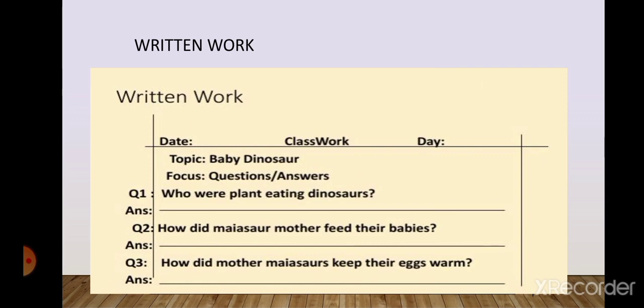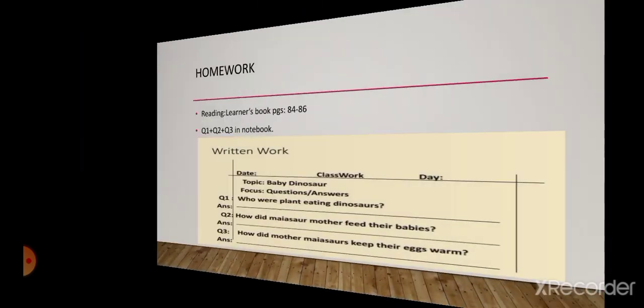Who were plant-eating dinosaurs? As we have discussed already, Maiasaura were plant-eating dinosaurs. Question 2. How did Maiasaura feed their babies? We have discussed in the discovery that Maiasaura mothers fed their babies with berries and leaves. And question 3. How did Maiasaura keep their eggs warm? For finding out the answer, you can go through the text and find the answers.